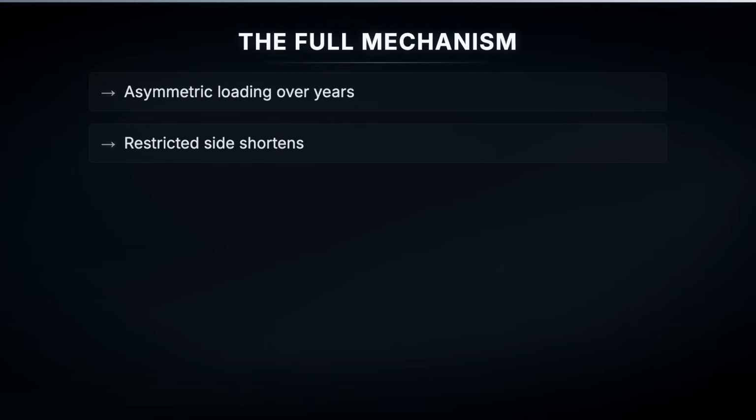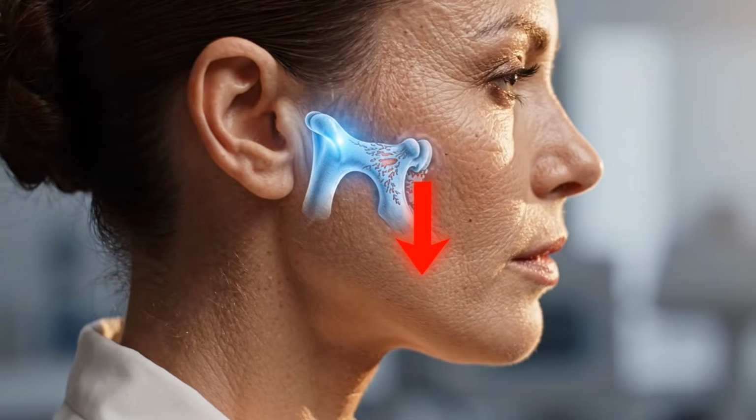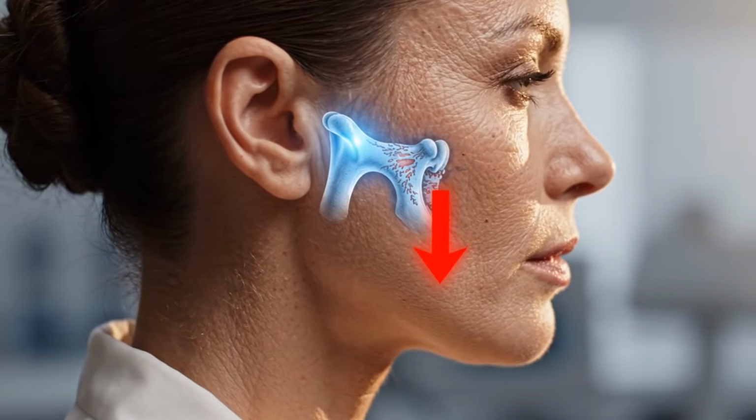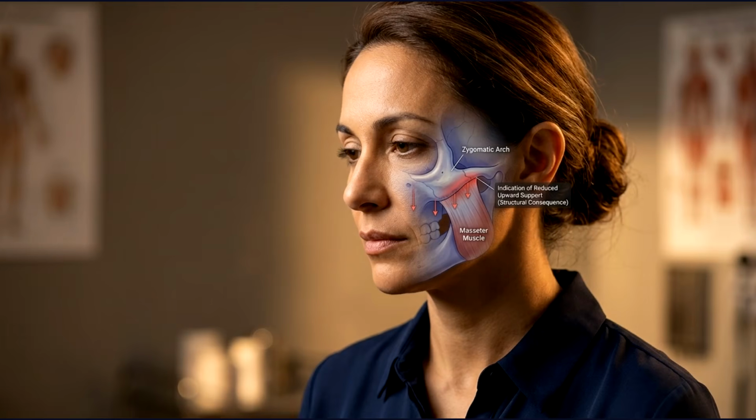The full mechanism then: asymmetric lateral loading over years creates asymmetric lateral line restriction. The restricted side of the lateral chain is shorter at rest than the opposite side. That shorter chain exerts chronic inferior tension on the temporal fascia at its terminal point. The temporal fascia on the restricted side provides less lateral and upward support to the zygomatic arch, the lateral frame of the face.